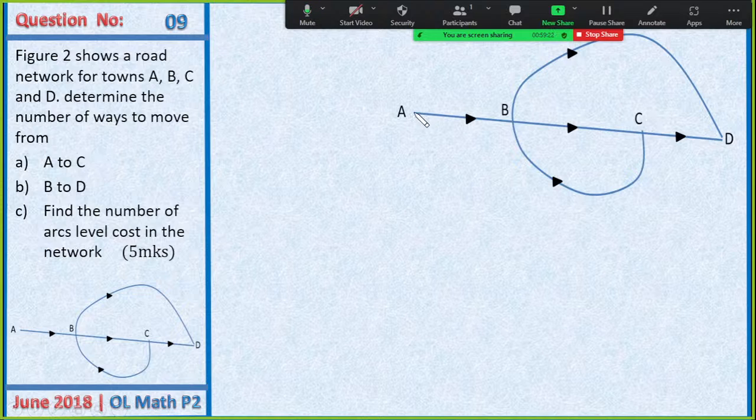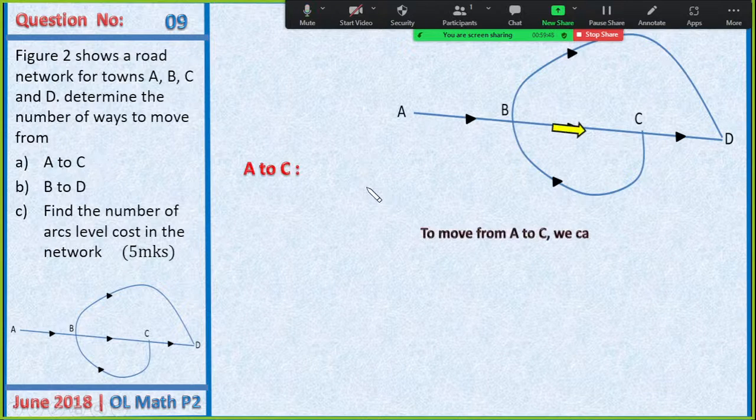So we can move from A to C by moving from A to B, then to C directly, or is there another way to move from A to C? If you move from A to B and use this path, we get to D, but from D you cannot come back. If you use this path, there is no way. So how many ways are there to move from A to C? You have just one way, right?